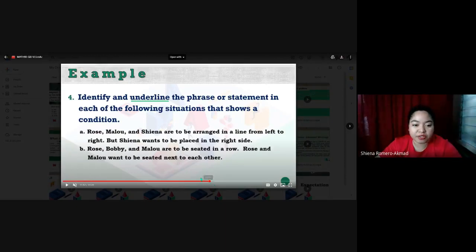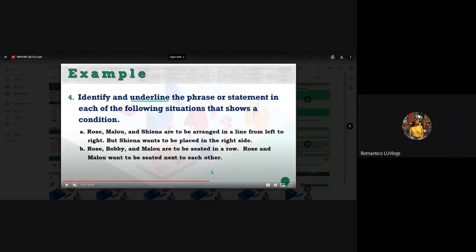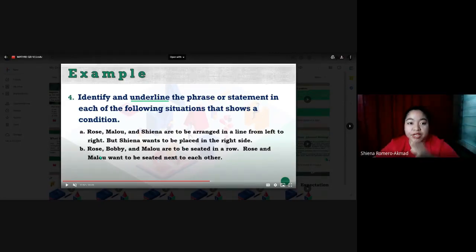Okay, how about letter B? Rose, Bobby, and Malu are to be seated in a row. Rose and Malu want to be seated next to each other. Yes, they want to be together, and that has something to do with the position.